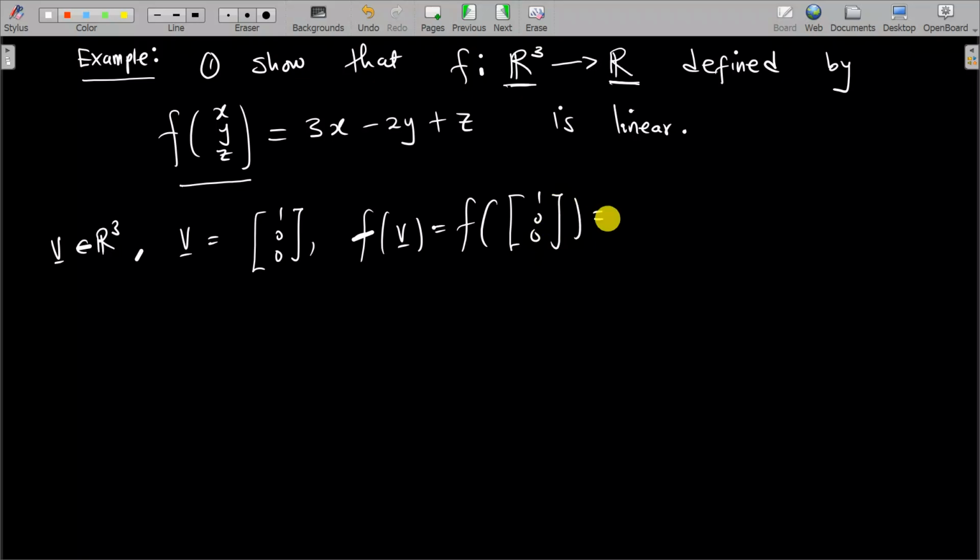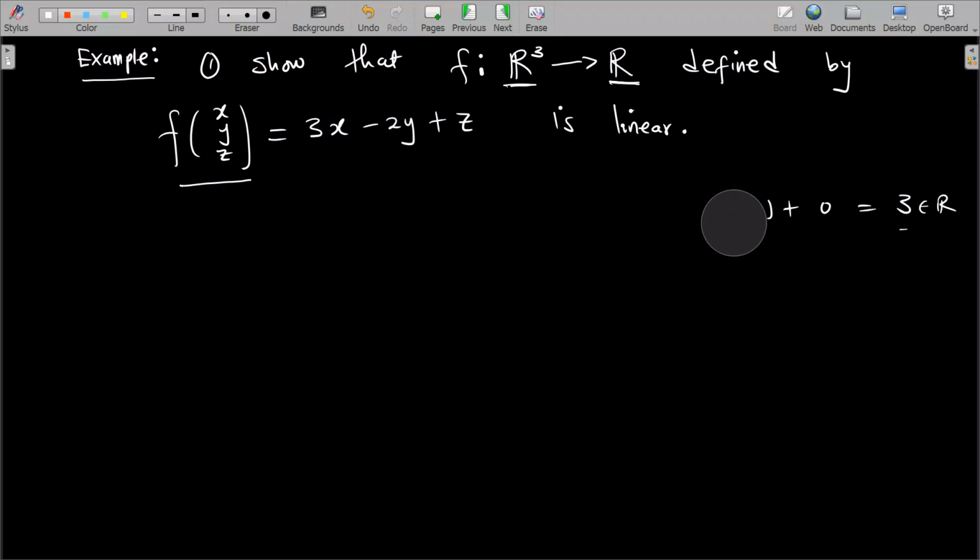And what it is telling us is we're supposed to do 3 times the x component, which is 1, minus 2 times the y component, which is 0, plus the z component, which is also 0. And this is equal to 3. So this is a real number, right? So it takes a three-dimensional vector and then gives us just a real number, or just a straight value, okay? So that is an example of what this transformation f is doing.